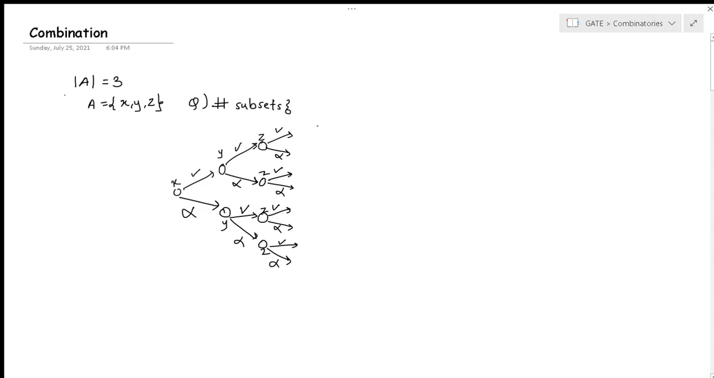So let's summarize what we took. Here we took each and every element, so we got this subset. Here we ignored z, so we got this subset. In this case, here we took x, but we didn't take y, but we took z. Then we took x and didn't take y and z. Here we took neither y nor z, so we are left with only x.